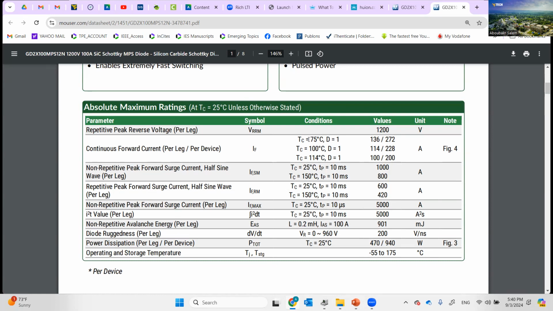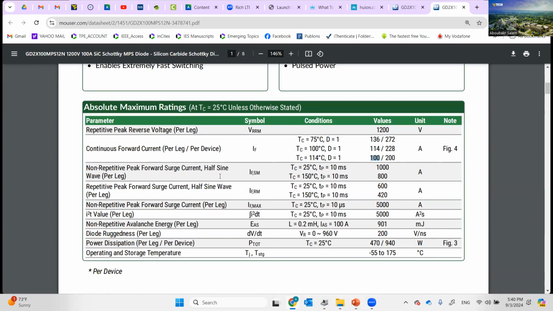For that, guys, here we have different values of current at different temperatures. So for a voltage of 1200 volts, if the temperature is 75, the current can go from 136 to 272. What's the meaning of having two different values of current here? It should be mentioned in the data sheet. Also, if the temperature is 100, so it is hotter than the first case, the current should be less. If it is even hotter, the current should be even less, and so on.